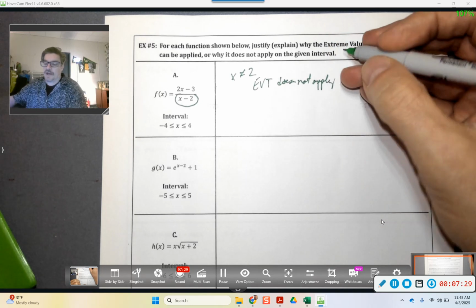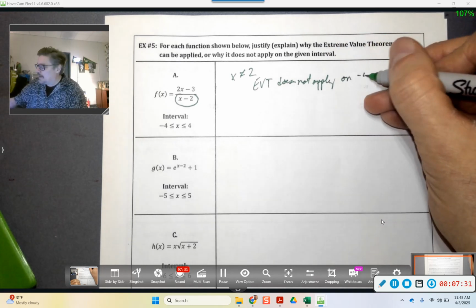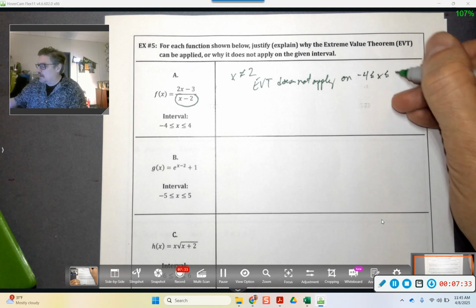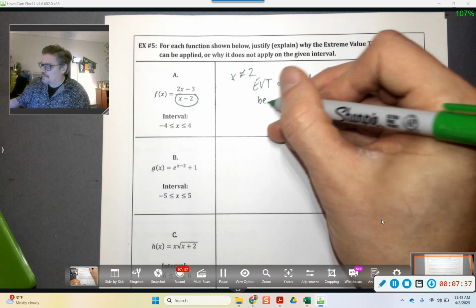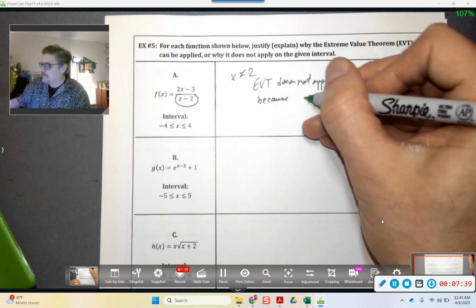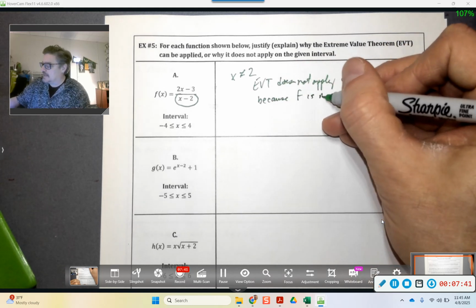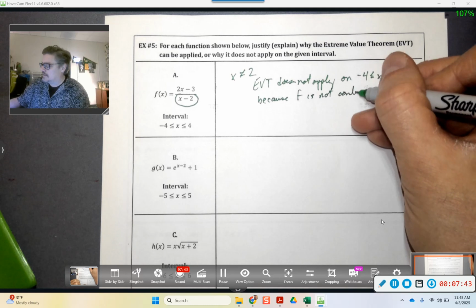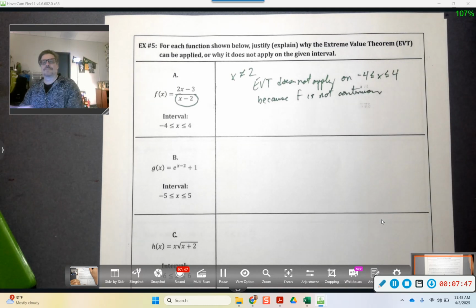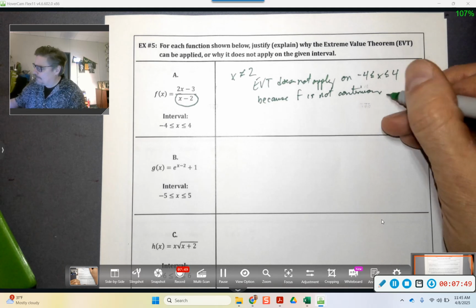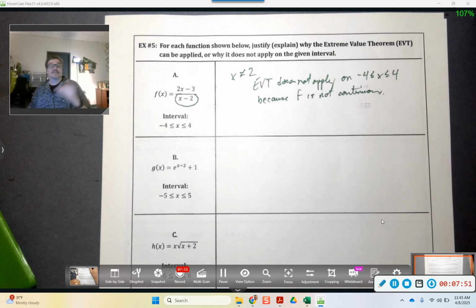Does not apply on -4 to 4, because f is not continuous. It's because x cannot equal 2, and 2 is part of that domain.